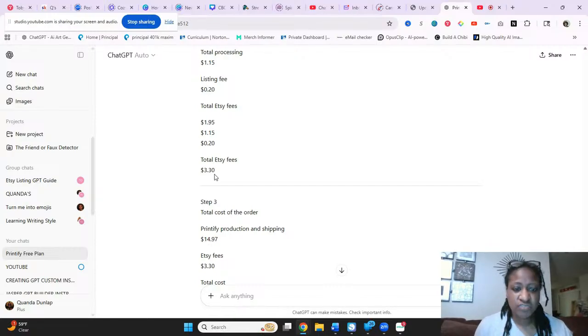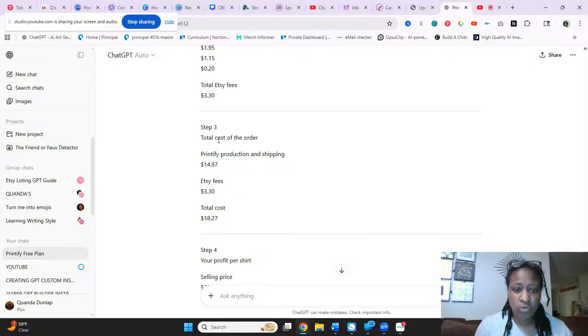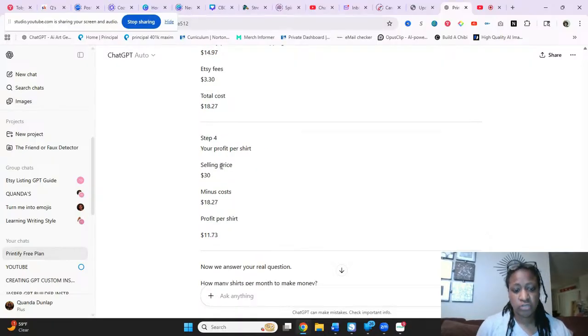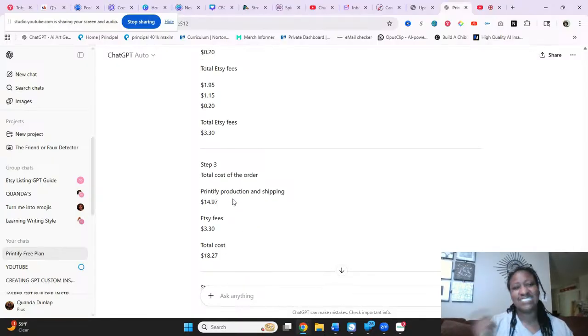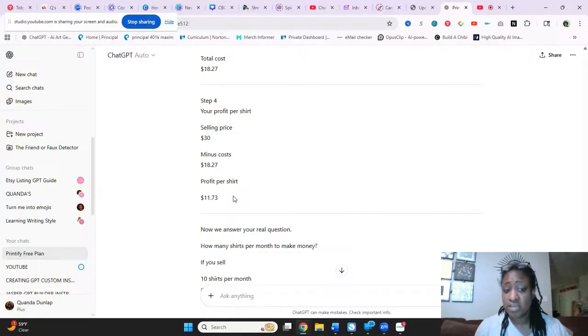So the Etsy fees is $3.30, and then the total cost for the order that you're gonna pay up front is $18.27. So your profit for the shirt is $11.73. Sounds all right to me. The only thing you're doing is putting a design on the shirt, and you're not spending any money. You're not buying any products. You're not shipping anything. You're not doing anything but putting a design on a shirt and then listing it in Printify. I'll take it for free.